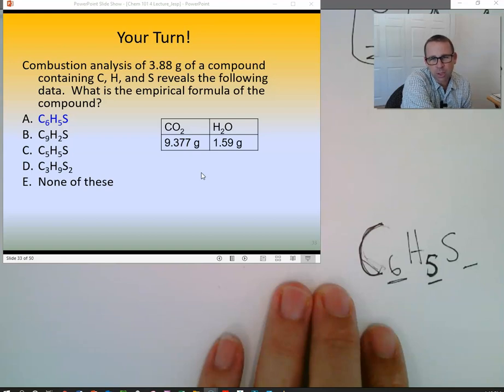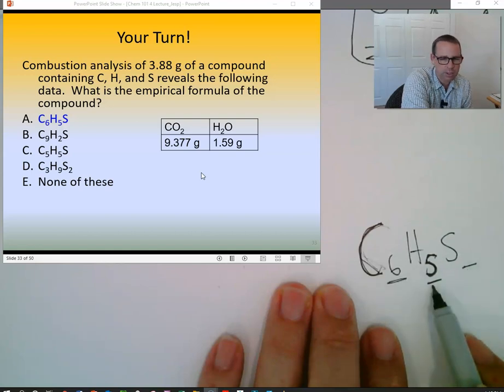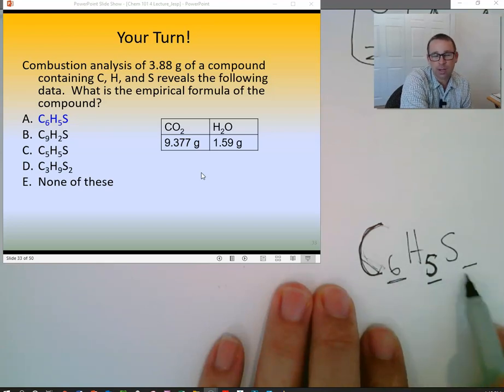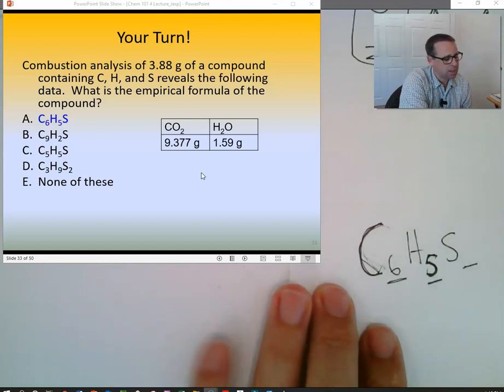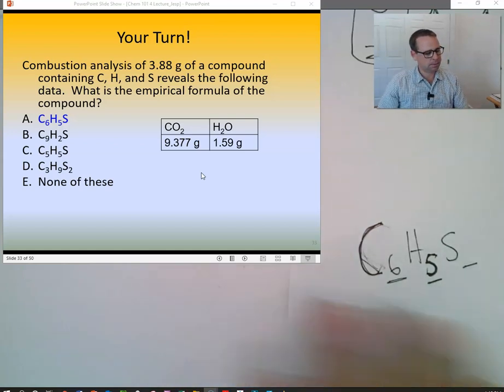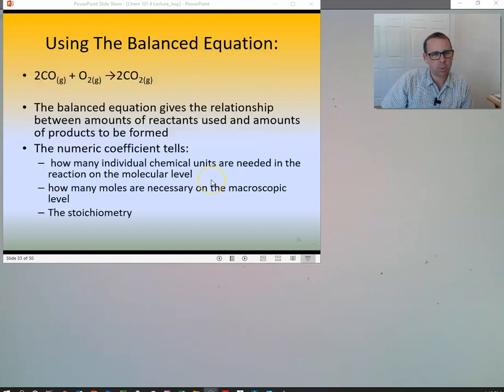And then some stoichiometric statements that we could make. There's 1 mole of sulfur per every 5 moles of hydrogen, 6 moles of carbon for every 5 moles of hydrogen, right? 6 moles of carbon for every 1 mole of sulfur, right? Those are stoichiometric statements. This isn't 6 grams of carbon and 5 grams of hydrogen, right? It's a mole ratio. And empirical formulas or molecular formulas are all moles, expressing the amount of elements in terms of mole.